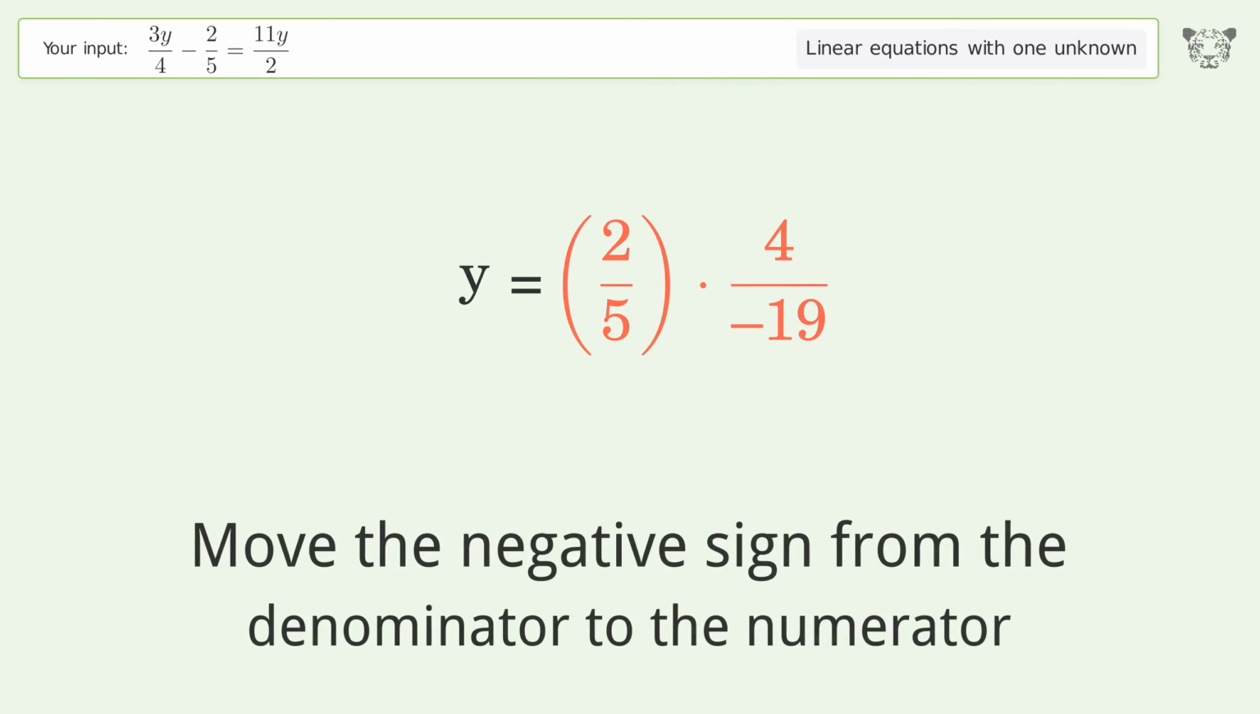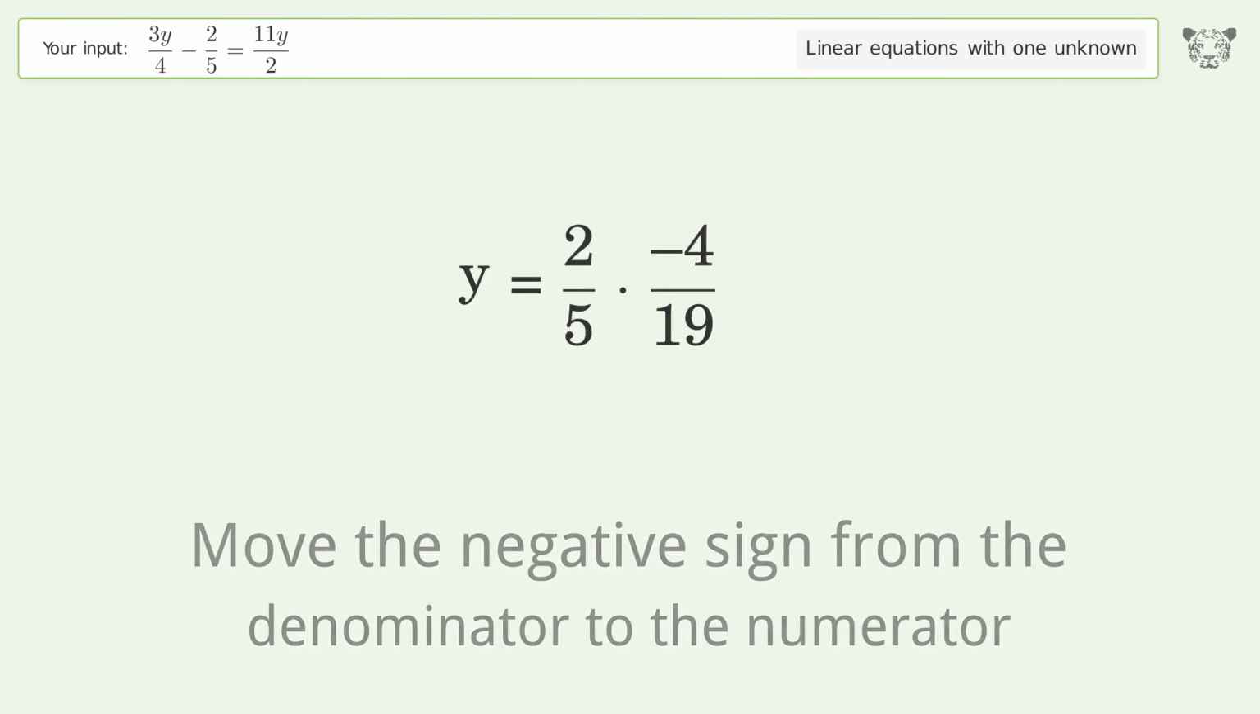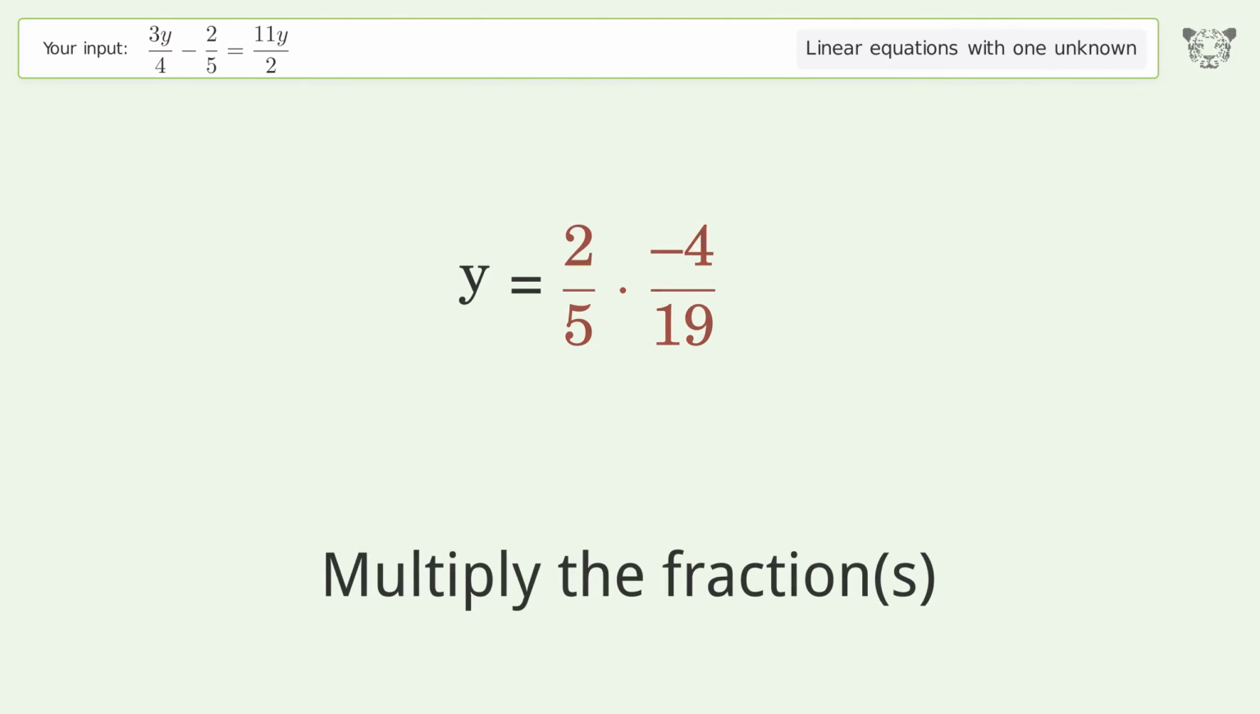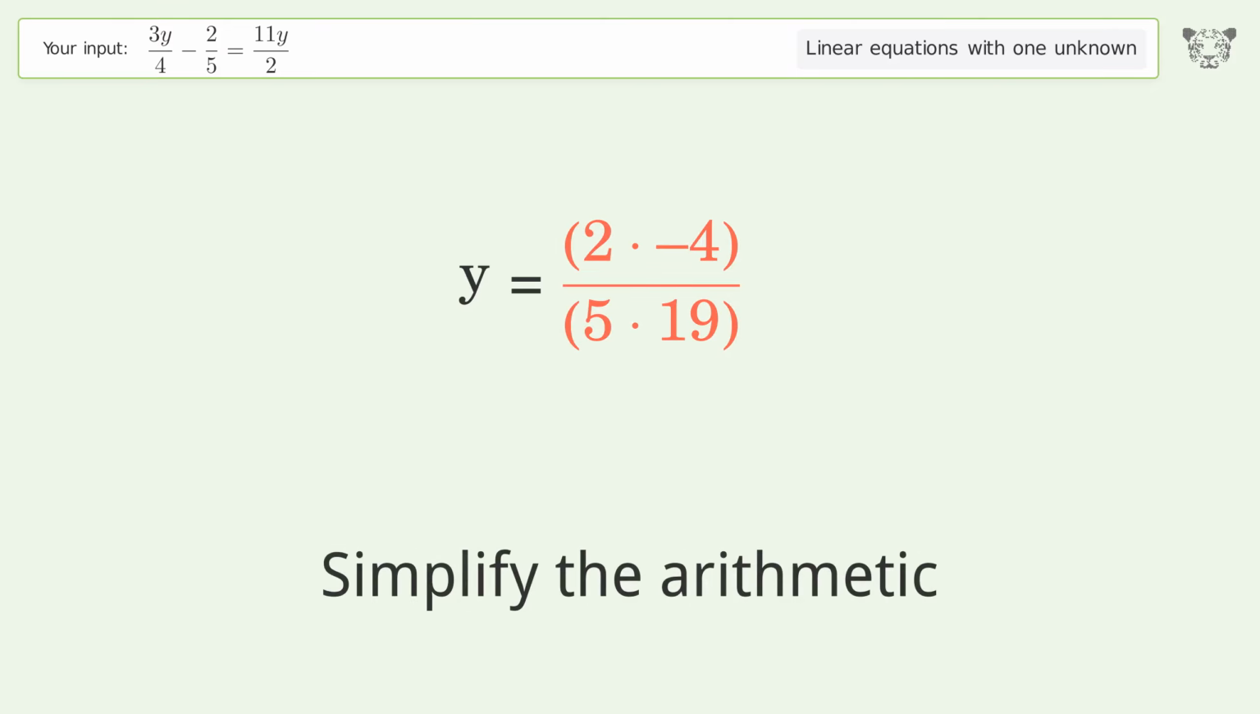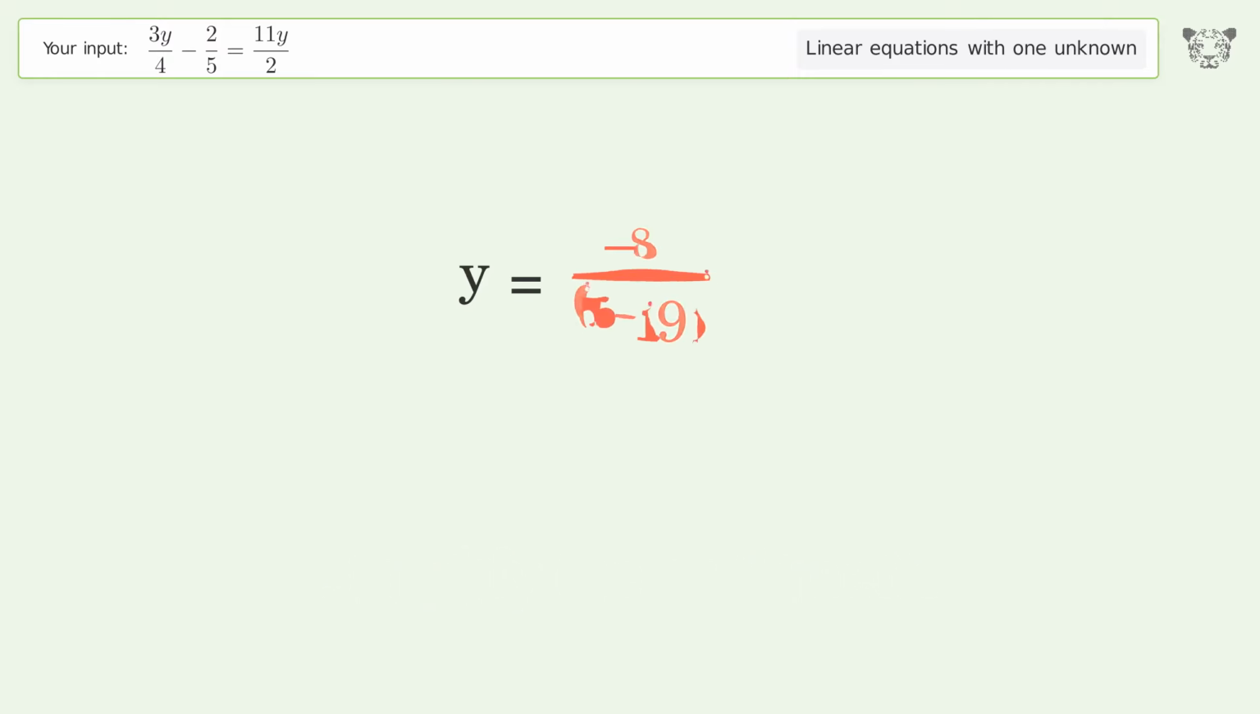Move the negative sign from the denominator to the numerator. Multiply the fractions. Simplify the arithmetic. And so the final result is y equals -8/95.